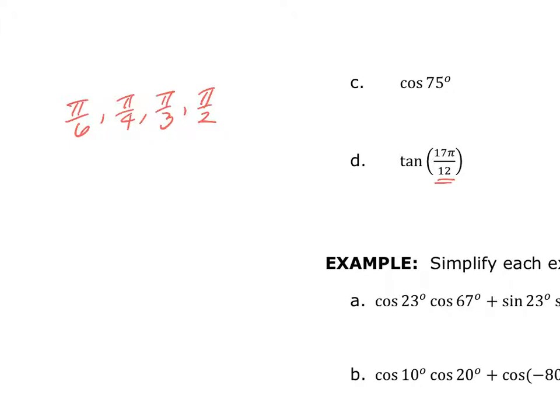And so my first one becomes, instead of pi over 6, 2 pi over 12. The next one is going to be 3 pi over 12, and then 4 pi over 12, and the last one is 6 pi over 12.